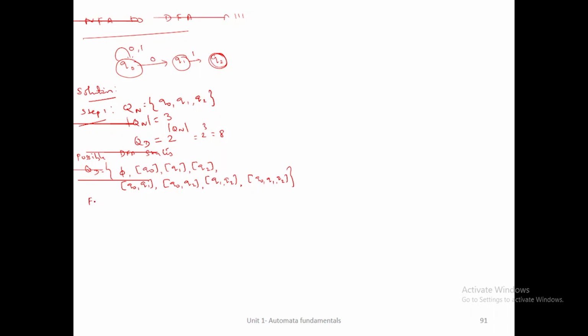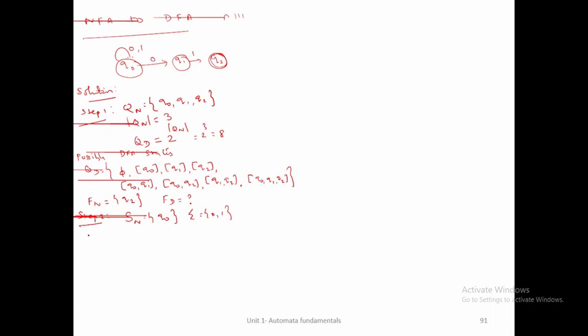And you should also calculate the final state of NFA. So the final state of NFA is Q2. And we don't know the final state of DFA. We should calculate it. This is step 1. And step 2, you write the starting state of NFA. The starting state of NFA is Q0. And the input symbols are 0, 1.